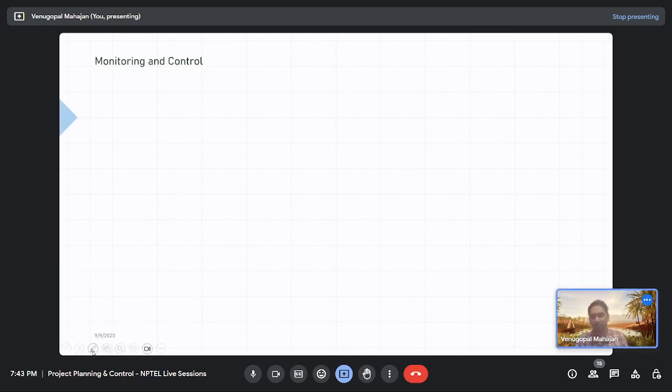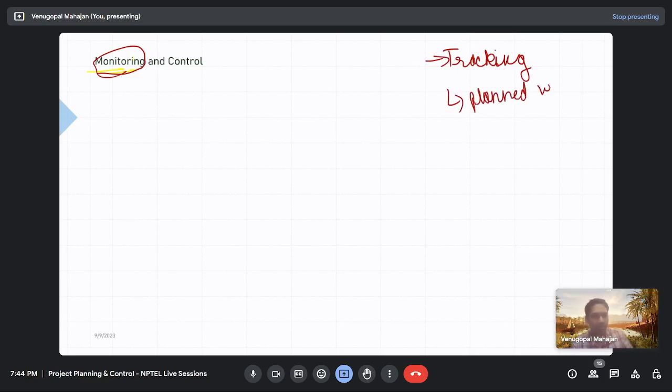Monitoring and control. What do you mean by project monitoring? Tracking of projects, sir. And how do you do it? By comparing the actual progress with the planned program, as per schedule. Okay, tracking. And tracking, you said planned versus actual. Planned versus actual, sir.